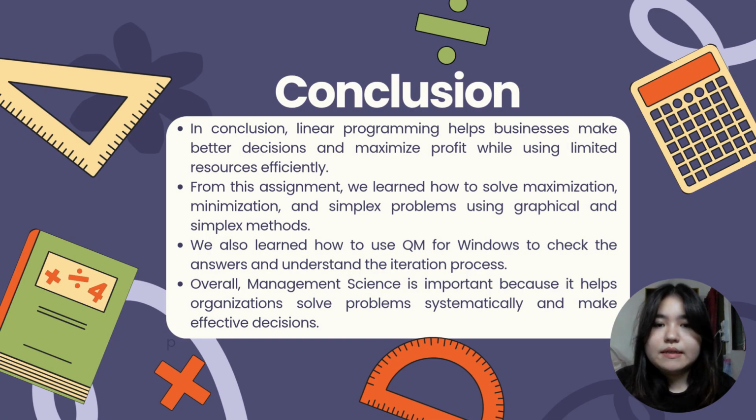In conclusion, linear programming helps businesses make better decisions and maximize profit while using limited resources efficiently. From this assignment, we learn how to solve maximization, minimization, and simplex problems using graphical and simplex methods. We also learn how to use QM for Windows to check the answer and understand the iteration process. Overall, management science is important because it helps organizations solve problems systematically and make effective decisions.